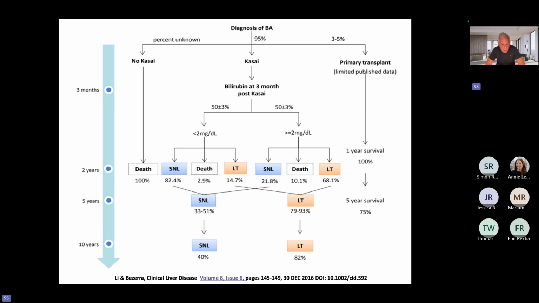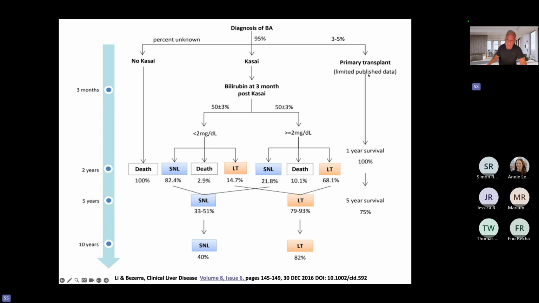This was a recent study published by Jorge Becerra, a paper in Clinical Liver Disease. Here's the diagnosis of biliary atresia. So this is bilirubin at 3 months post-Kasai, less than 2, greater than 2. Of those that were greater than 2, going on down, 82% had liver transplant. Of those who had less than 2, 40% survived with a native liver. Again, the bilirubin is extremely important. Again, if you didn't have a Kasai, all these patients died.